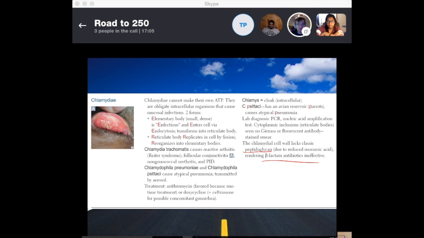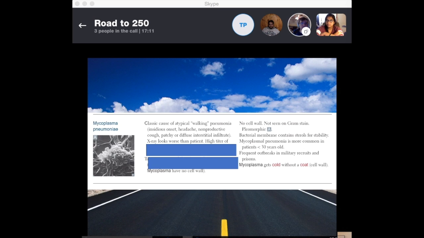You guys got any other questions on this one? Nope. All right. Now, Mycoplasma pneumoniae. So this is one of the more common types that we'll see from an atypical bacteria. And this is the walking pneumonia.